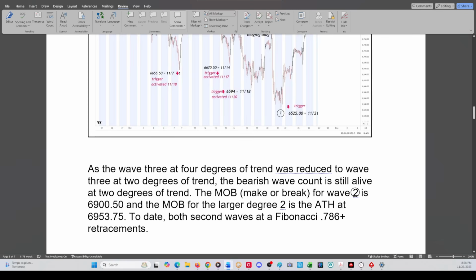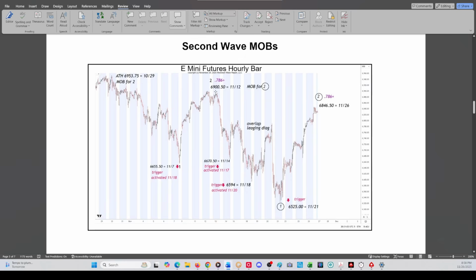Wave 3 of 4 degrees of trend was reduced to wave 3 at 2 degrees of trend. Bearish count is still alive as long as these second wave highs hold. Again, that high 6900 has to hold. If not, then that 2 is broken, and that high at 6953.75 has to hold. Otherwise, that 2 is broken, and obviously at that point we're looking at higher all-time highs.